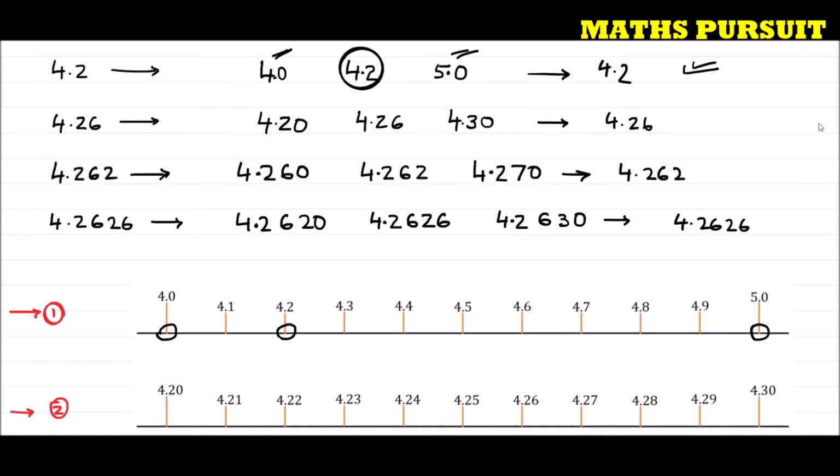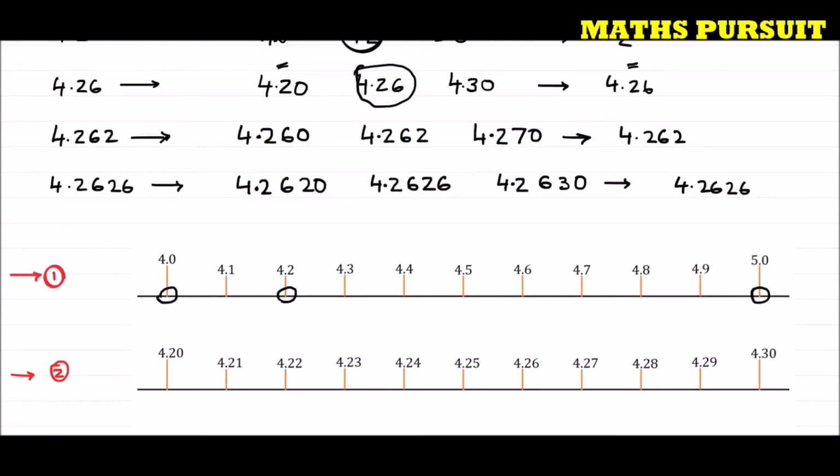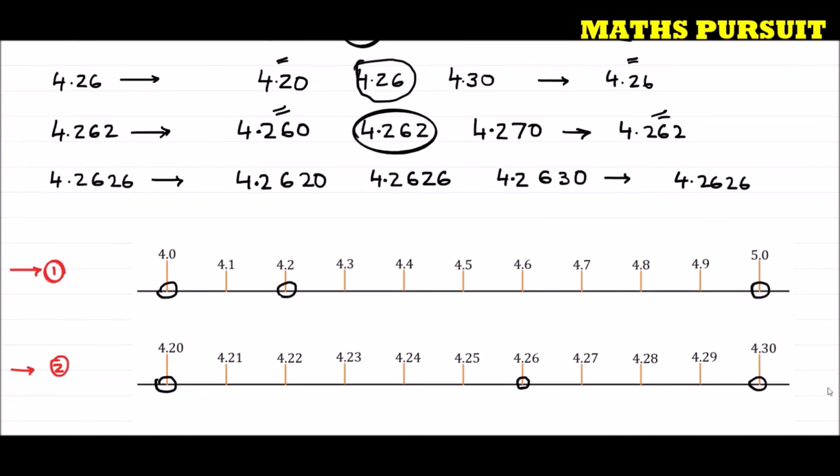Now in our second number line we are going to show 4.26, which falls in between 4.20 and 4.30. If you look here, similarly we have 4.26 on the number line, which falls in between 4.20 and 4.30. Hope guys you are understanding what I am trying to show here. Now if you look here on our third number line, we have 4.262. It falls in between 4.260 and 4.270. Now let us look into our third number line.